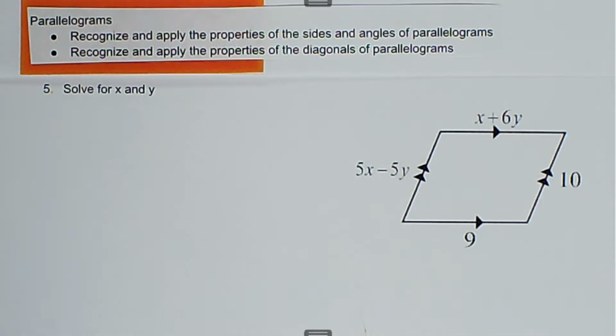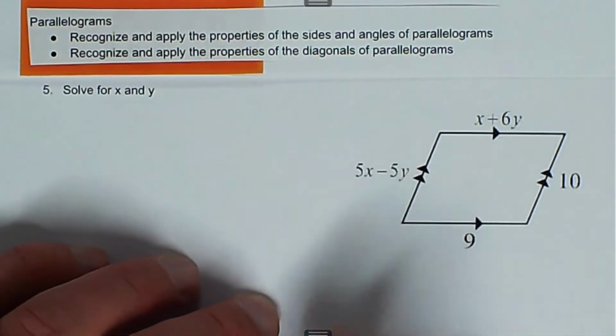We are talking about parallelograms, and we want to recognize and apply the properties of the sides and angles of parallelograms. So we have example number 5, and we can see that there are those triangles on it, and that shows that that is a parallelogram. And in parallelograms, opposite sides are congruent.